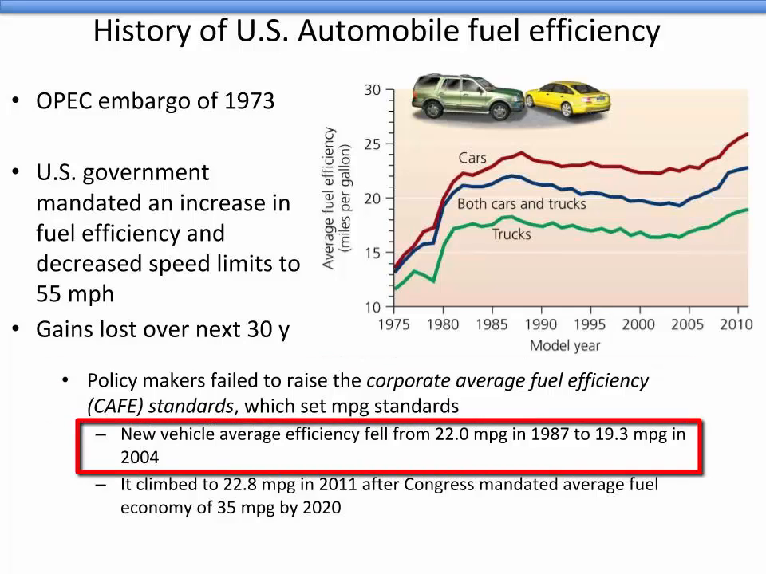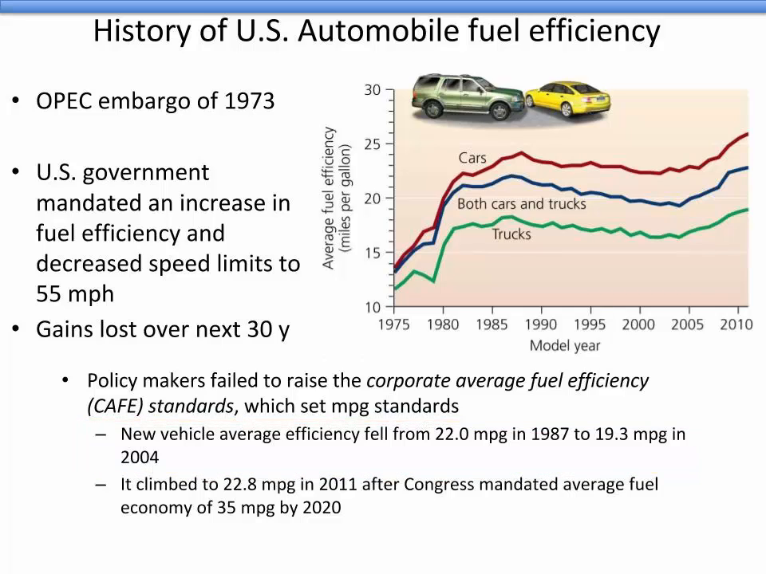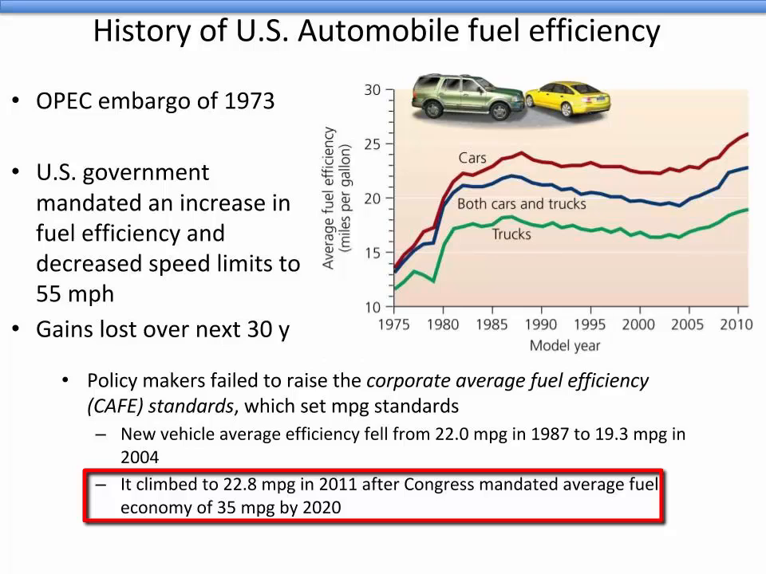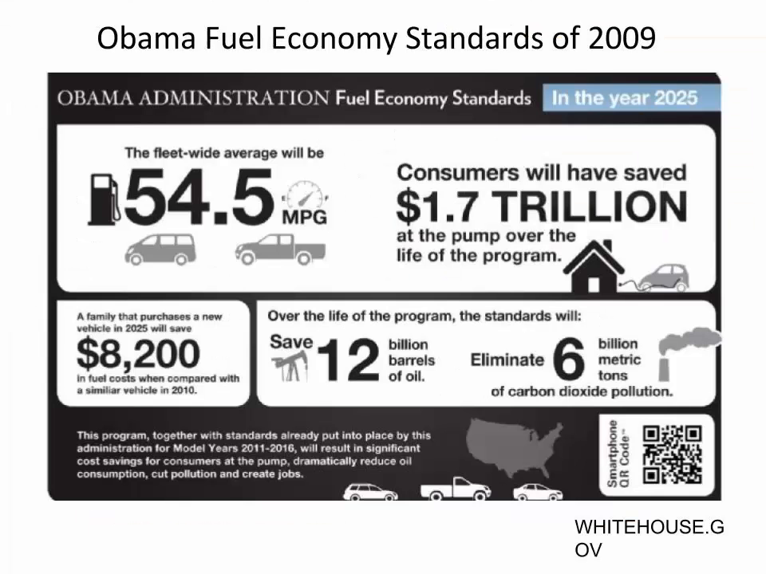New vehicle average efficiency fell from 22 miles per gallon in 1987 to 19.3 miles per gallon in 2004. MPG standards climbed to 22.8 miles per gallon in 2011 after Congress mandated average fuel economy of 35 miles per gallon by 2020.